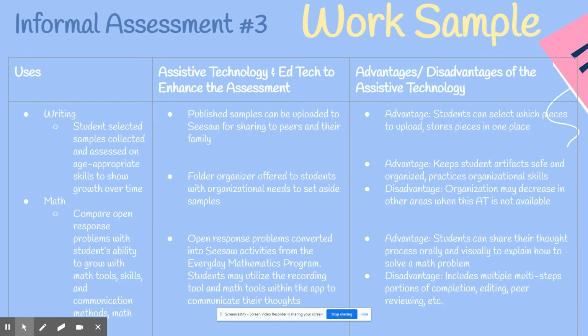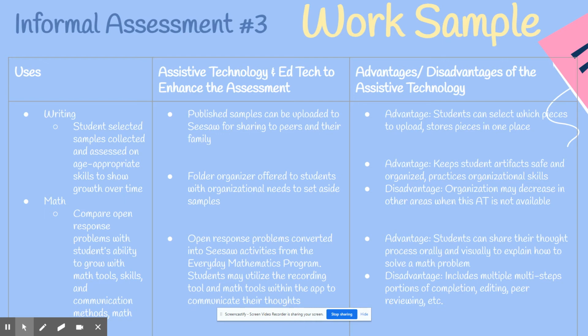The third type of informal assessment includes work samples. These are different types of samples that I would collect or my students would select throughout the year. So, writing, for example, would be student selected samples, and math would be open response problems where students discuss their strategies and their different methods in solving a problem.